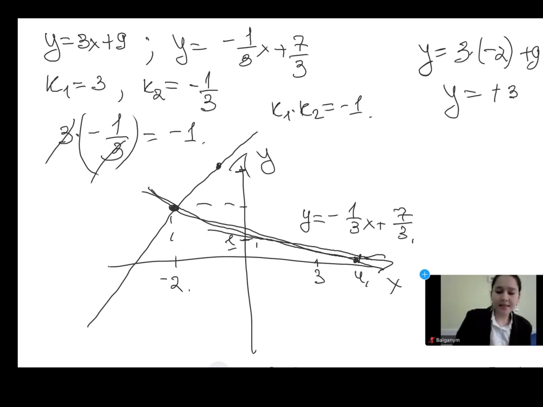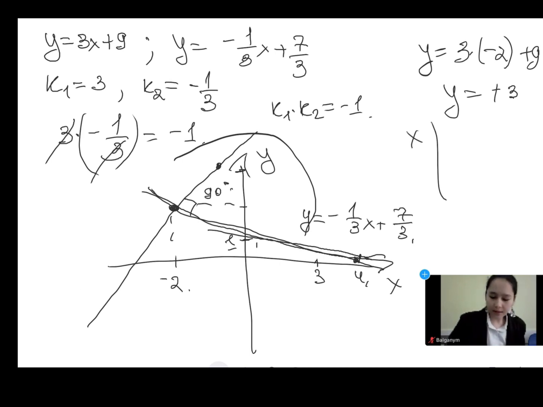And as we can see with a ruler, the angle between them is 90 degrees. And it means that they are perpendicular. We can measure their perpendicularity with a ruler.